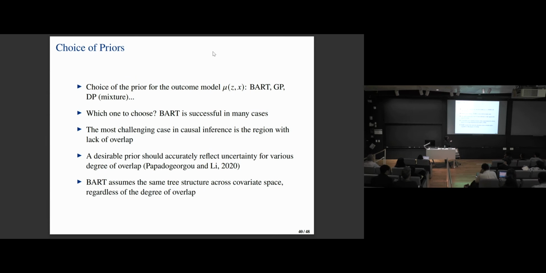So again, why do people do Bayesian? One key reason is that Bayesian can give good uncertainty quantification. In causal inference, a big source of uncertainty comes from the degree of overlap between the two groups. That's very special about causal inference. So if you're doing Bayesian, of course, you want your prior to accurately reflect that.